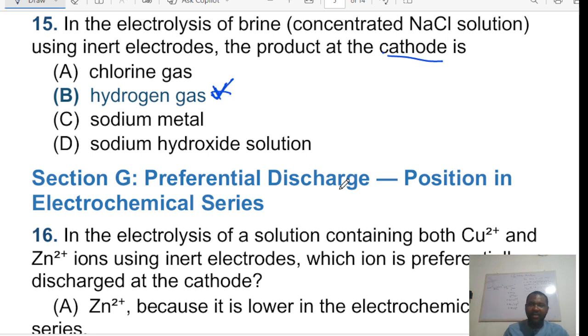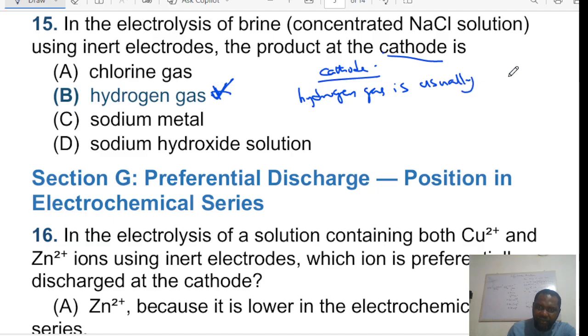This makes it easy. At the cathode, it is always hydrogen that is produced. So I'm going to write here that hydrogen gas is usually produced. But not always. Usually means that there are exceptions, and there are only two exceptions.